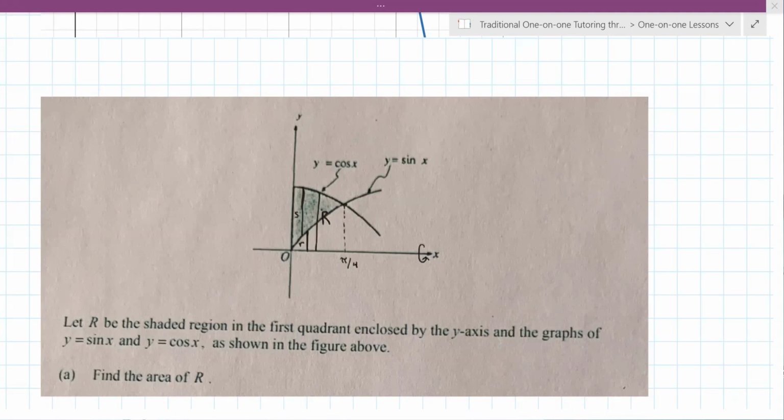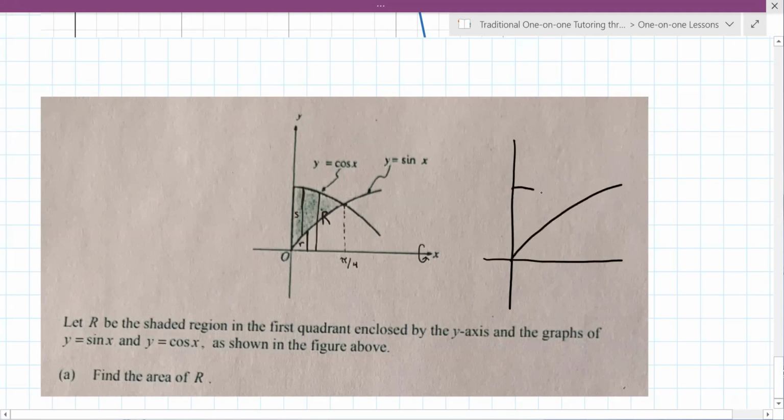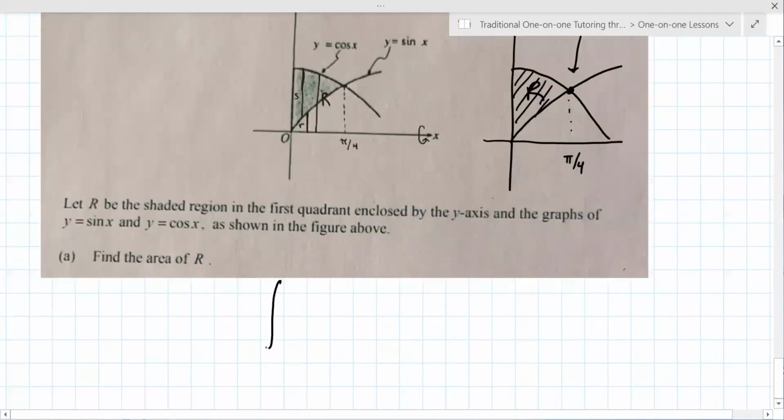All right. Let R be the shaded region in the first quadrant enclosed by the y-axis and the graph. So there's a lot of things that have already been drawn here, so let me make another quick sketch of this. This is R right here. The first thing you need is that intersection point, which you found is pi over 4. So the area is the integral from 0 to pi over 4 of top minus bottom. The top here is cosine x, bottom is sine x. It's an area, so you don't have to do any revolving. And that's it. You do have to find your antiderivatives here.